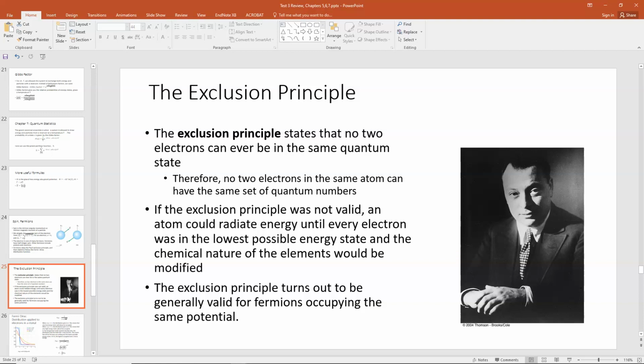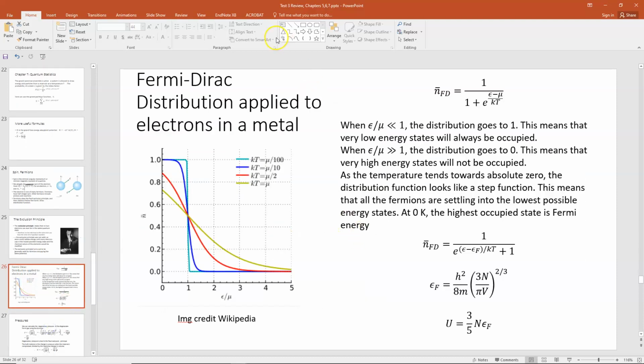Now, it turns out this was originally described by Pauli for trying to describe what was going on with electrons in an atom, but it turns out to be generally valid. So fermions that are occupying the same potential well cannot have the same set of quantum numbers to describe them. And so it's a generally valid statement. And this gives rise to Fermi-Dirac statistics and the Fermi-Dirac distribution function.